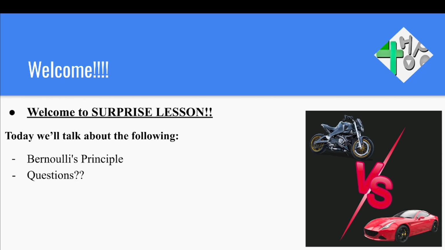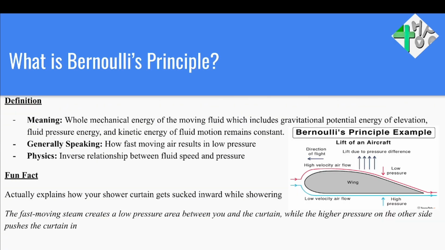Let's begin. So, what is Bernoulli's Principle? The definition in mechanical physics terminology is really the whole mechanical energy of the moving fluid, which includes 3 different types of energy: gravitational potential energy of elevation, fluid pressure energy, and kinetic energy of fluid motion. All 3 of these types of energies, or parameters in this case, remain constant. Generally speaking, what does that mean? Really, how fast moving air results in lower pressure.